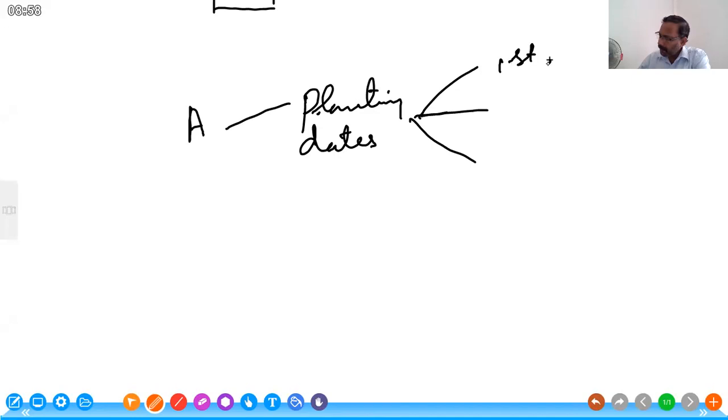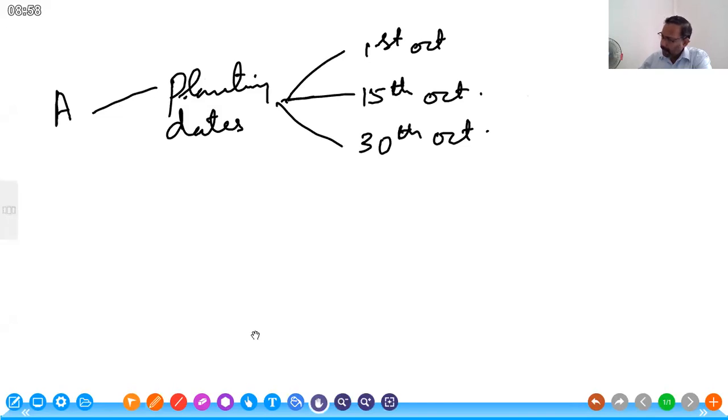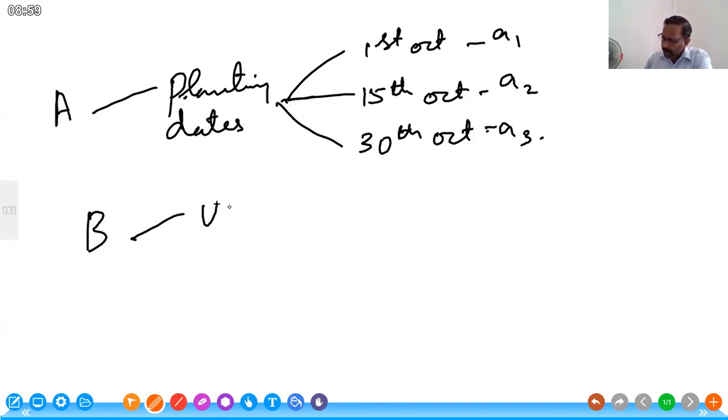1st of October, 15th of October, and the 30th of October. So these are 3 levels of planting dates. Let's say this is A1, A2, A3. Right? Similarly, B, we can take varieties. Let's say I have 3 varieties, V1, V2, V3.